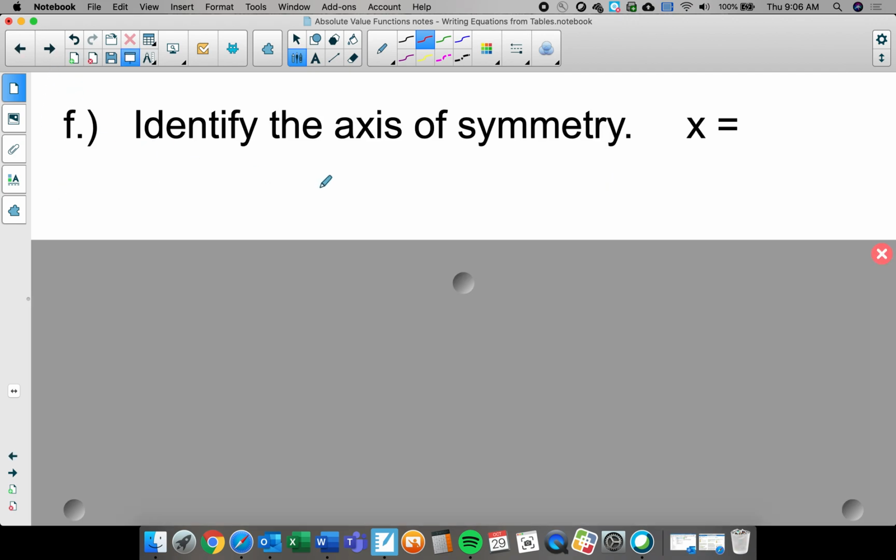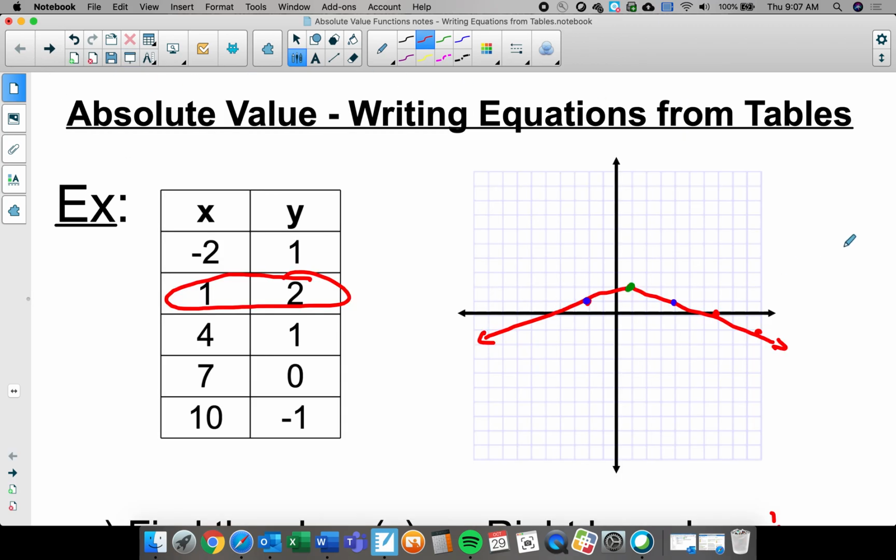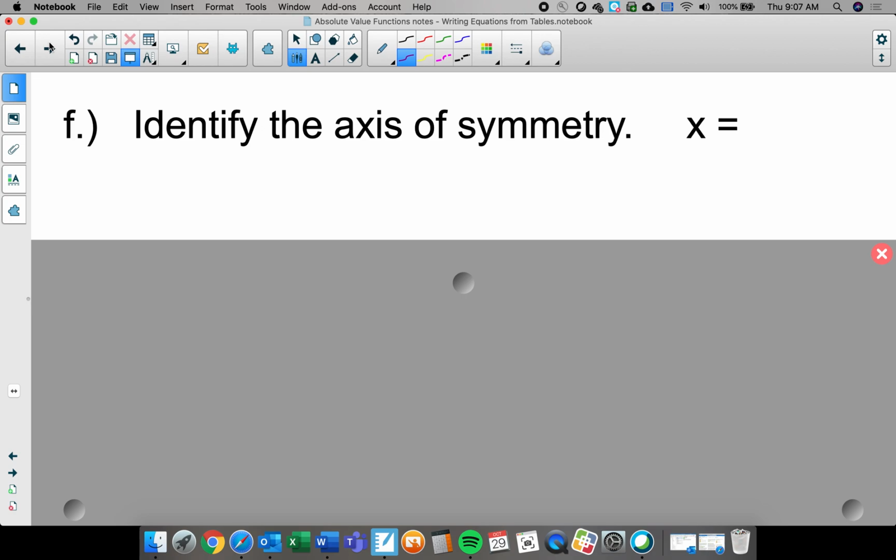If we keep going, they ask us to identify the axis of symmetry. Remember, axis of symmetry is always a vertical line, so it's an x equals equation. If we go back to our graph, our axis of symmetry goes right through the vertex. There it is right there. There's our line of symmetry, and therefore that has an equation of x equals 1. So x equals 1 is my axis of symmetry. Not 1, but x equals 1. Remember, that's an equation of a line.